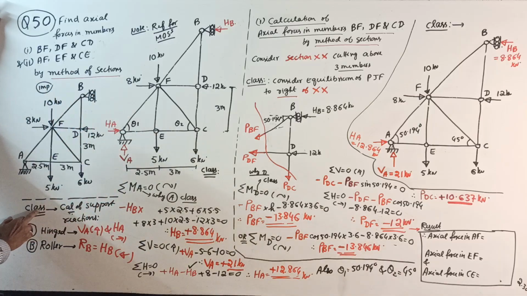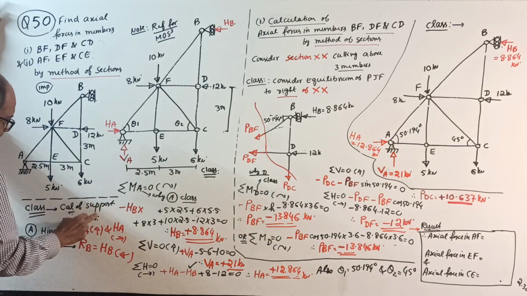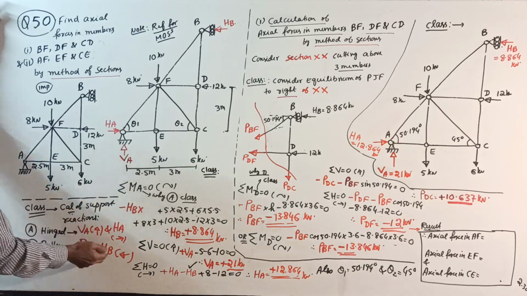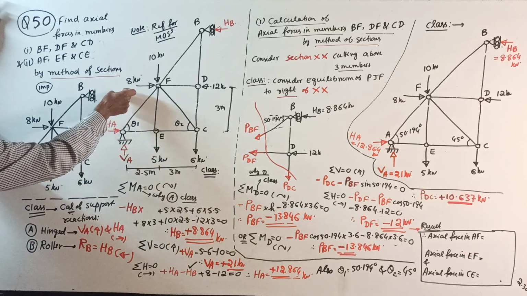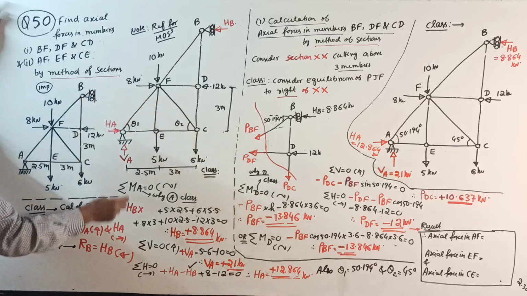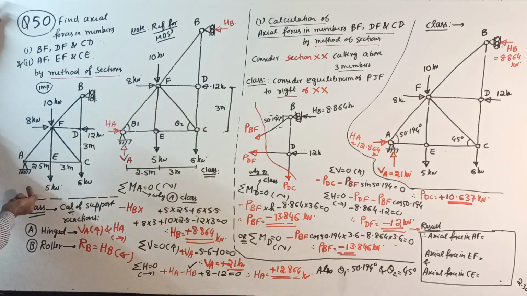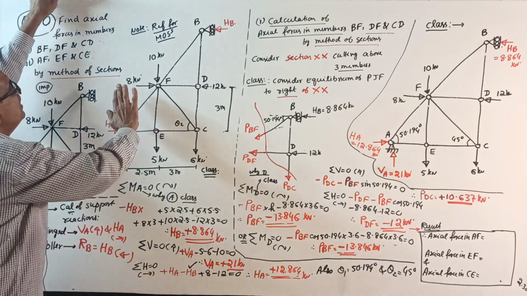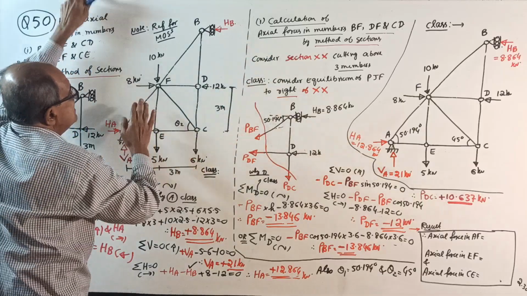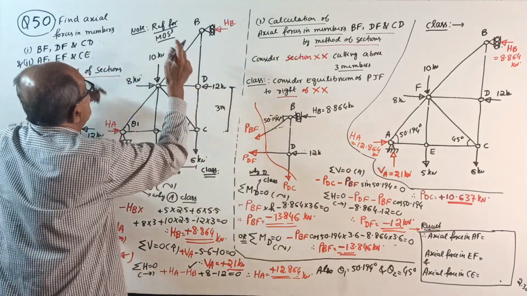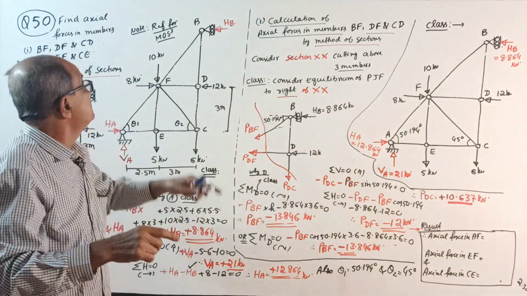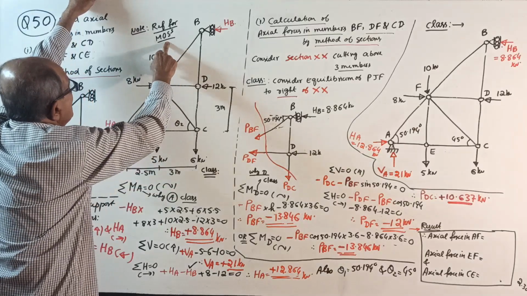Now, class, calculation of support reactions. As usual, I won't waste time. Hinged support has vertical reaction and horizontal reaction; roller support has reaction perpendicular to the plane, RB equal to HB. I will take vertical VA upward, HA right side. This is the sketch for finding support reactions and also the reference sketch for method of sections.